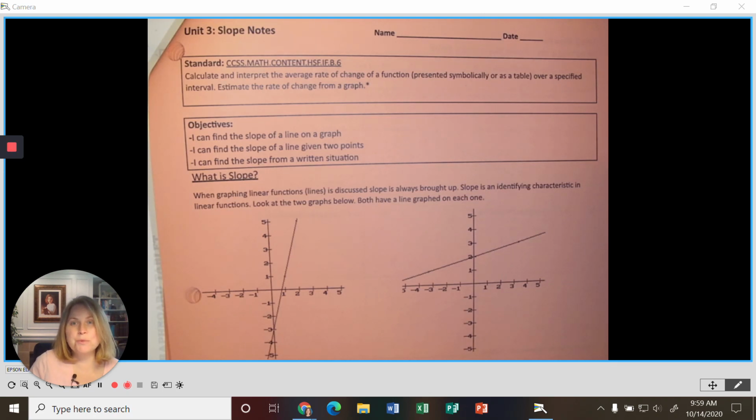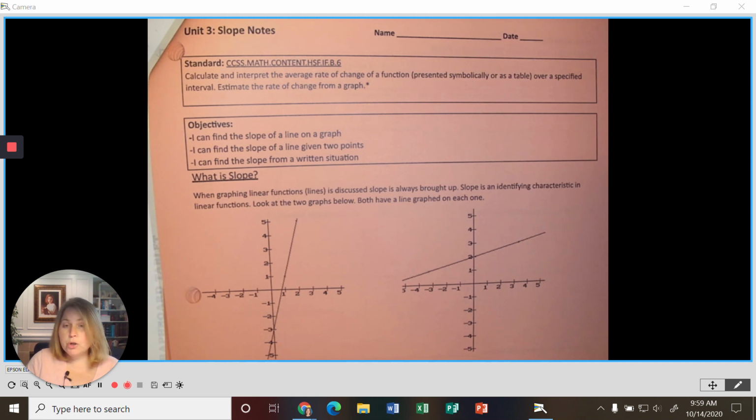Hello, algebra students. We are working in Unit 3, and today we are talking about slope. So our goal today is that we will be able to find the slope of a line on a graph, that we will be able to find the slope of a line given 2 points, and that we will be able to find the slope from a written situation.